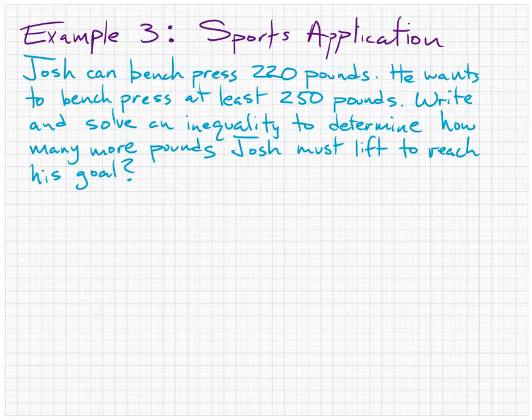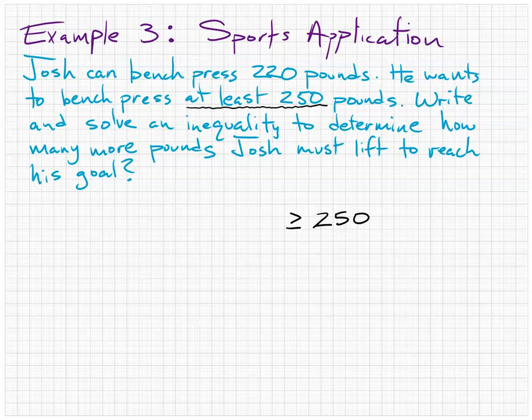Well, I think the key part to me is the word at least, along with the 250 pounds. So 250 was kind of his goal. At least 250 means he wants to technically bench press more than 250 if he can. So his weight that he is lifting wants to be greater than or equal to 250. Okay, so the left-hand side, I'm going to write Josh's information. The right-hand side was his goal.